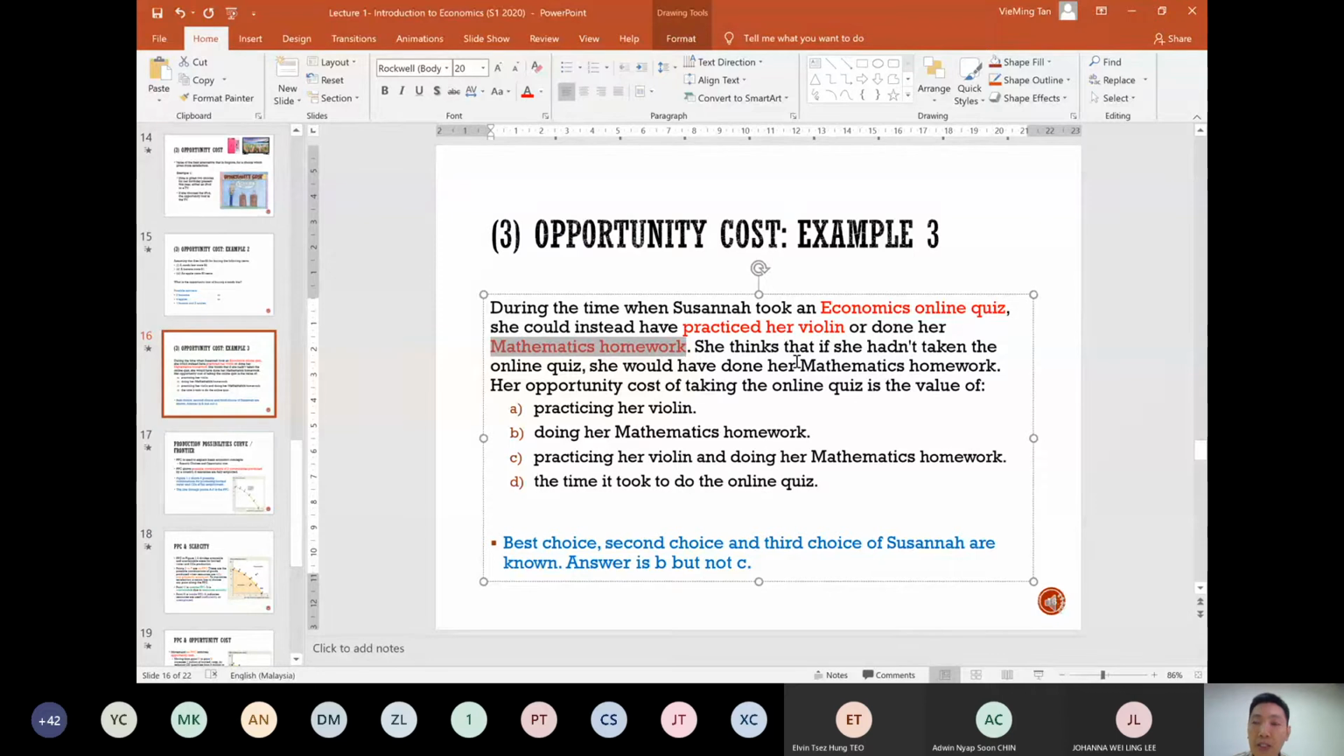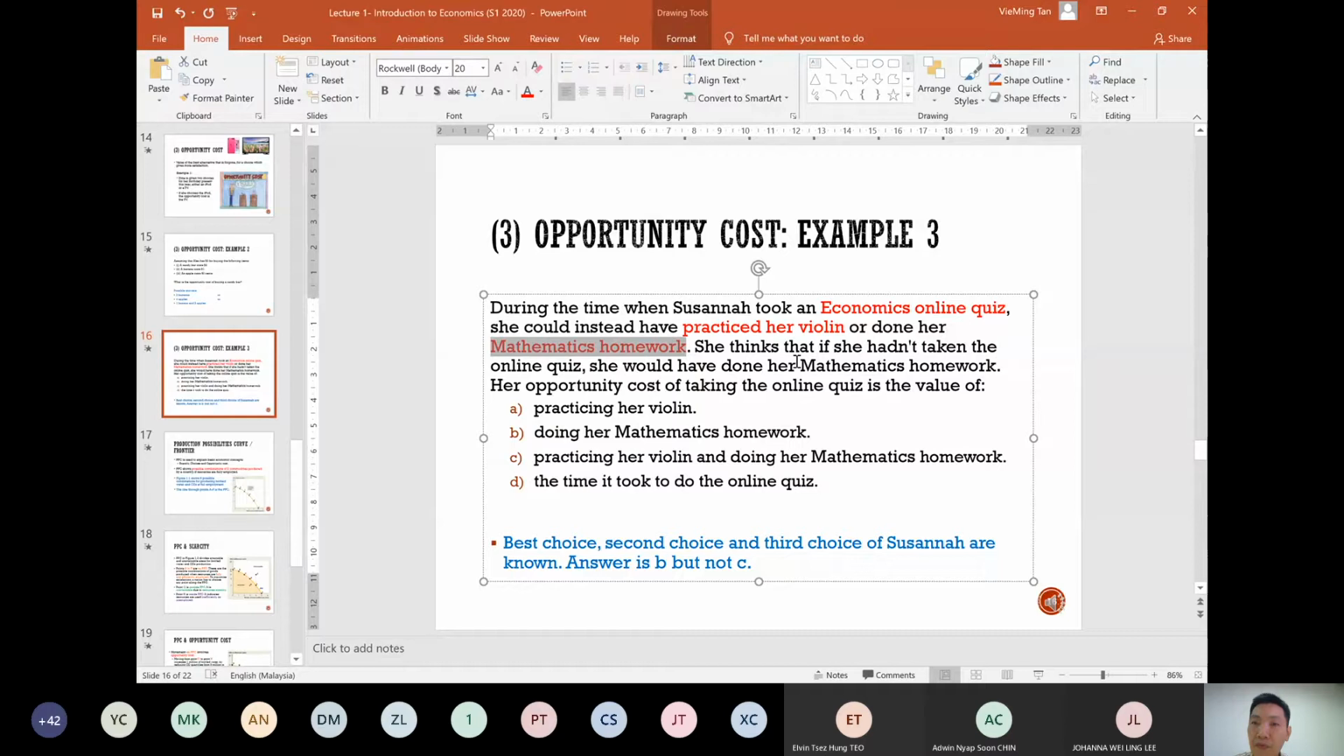For this question, it does not inform which one is the second best option, which one is the third best. We don't know. So for this, the answer can be either practice violin or the time to do the mathematics homework. Okay. So in this case here, option C is the better answer.